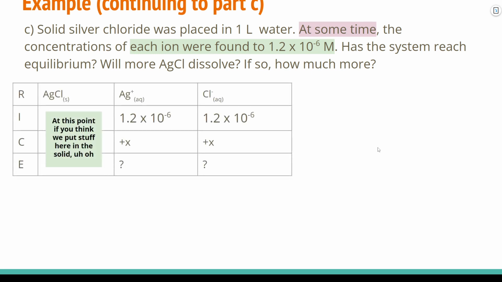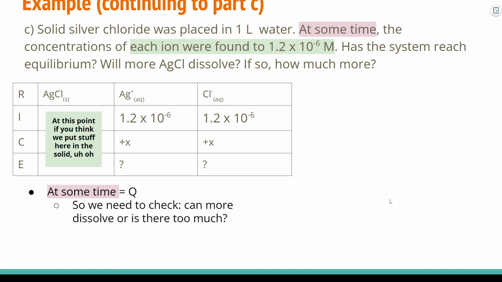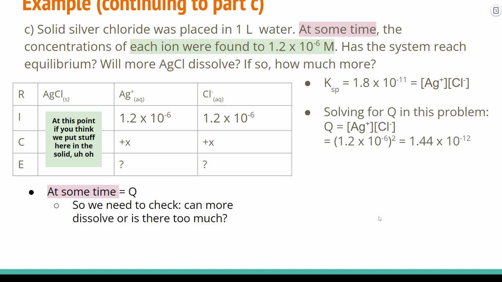So here's my RICE table. I set it up because I like to set up RICE tables when showing my complete work. You can see we have a certain amount of each ion, and we're seeing whether we have reached equilibrium or not. Again, at some time is Q, so can we dissolve more? Ksp is the value given earlier in the problem, and we're solving for Q.